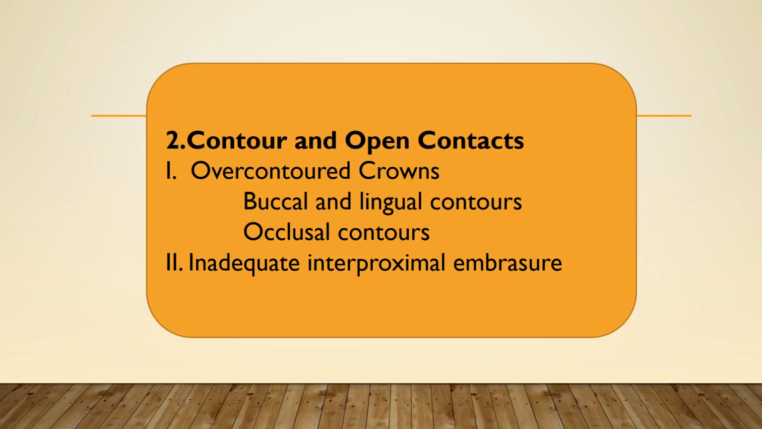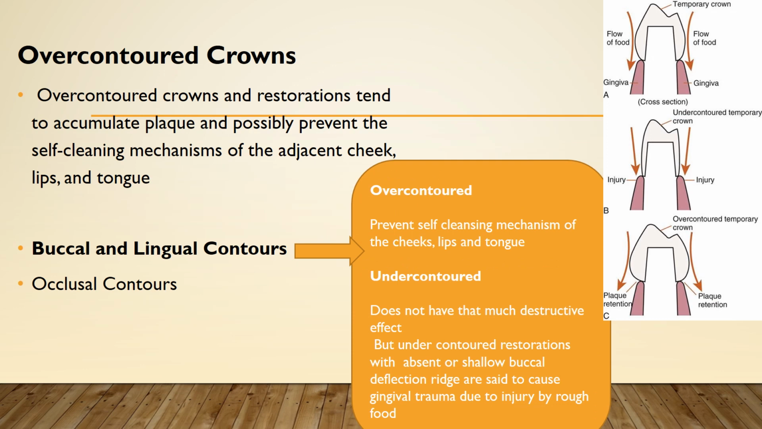Then coming to the next point, that is contour and embrasures. Under this we have over contoured crowns, which can be buccal or lingual, and occlusal contours. The second point is inadequate interproximal embrasures. Coming to the first point, over contoured crowns, what do we mean by over contoured crowns? You can see that this picture shows over contoured crowns.